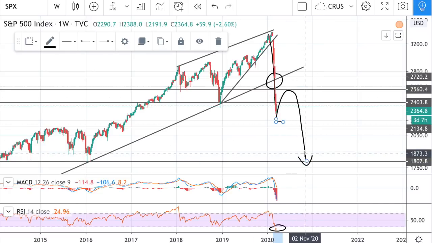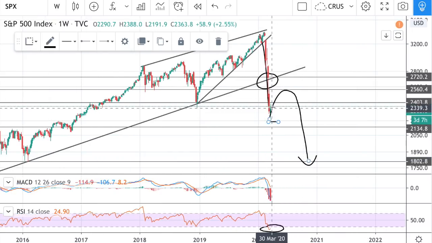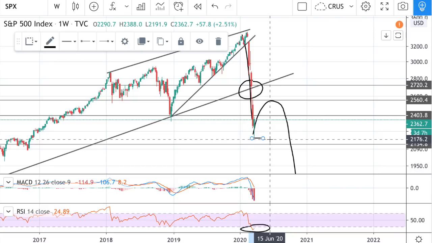So what can we expect from this bull trap, from this dead cat bounce? We have already made a significant rally off the lows right here.